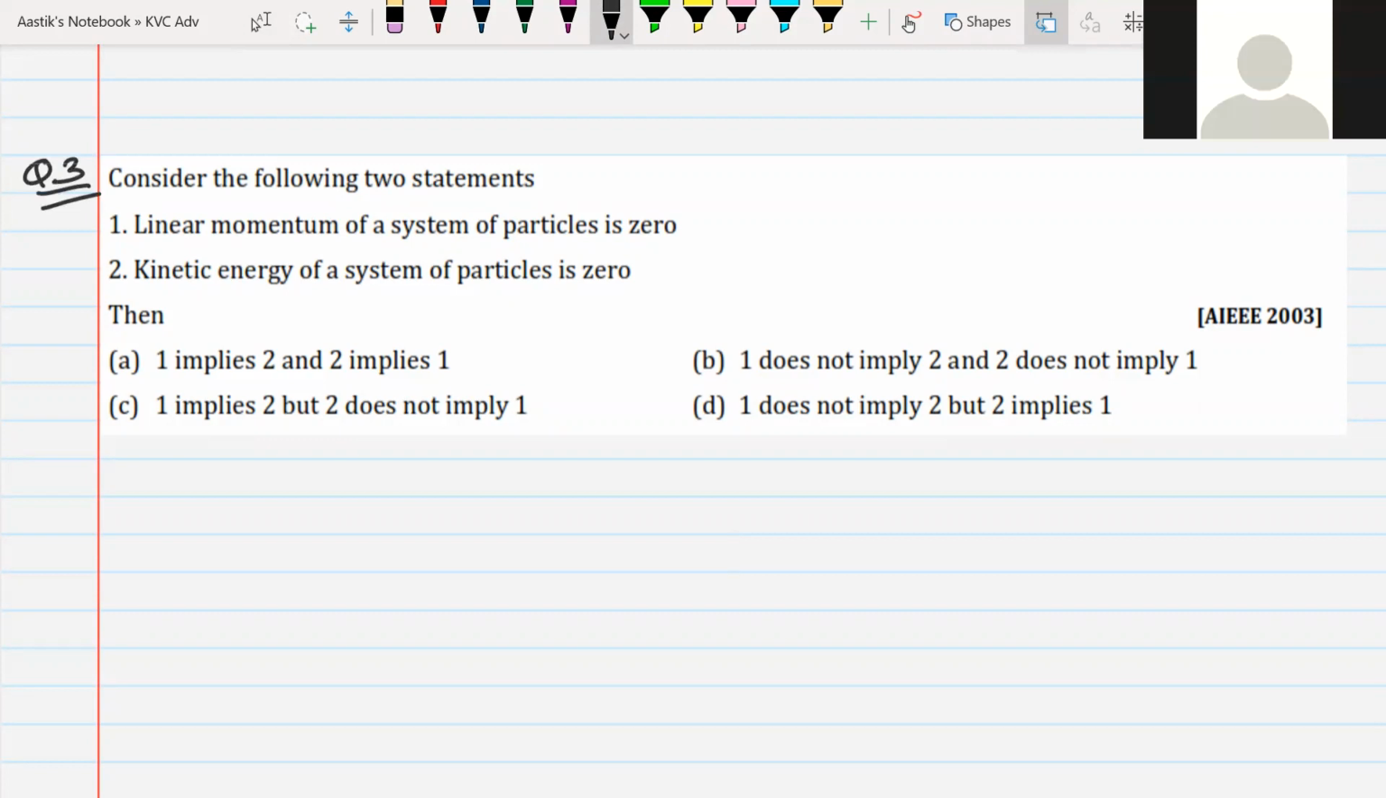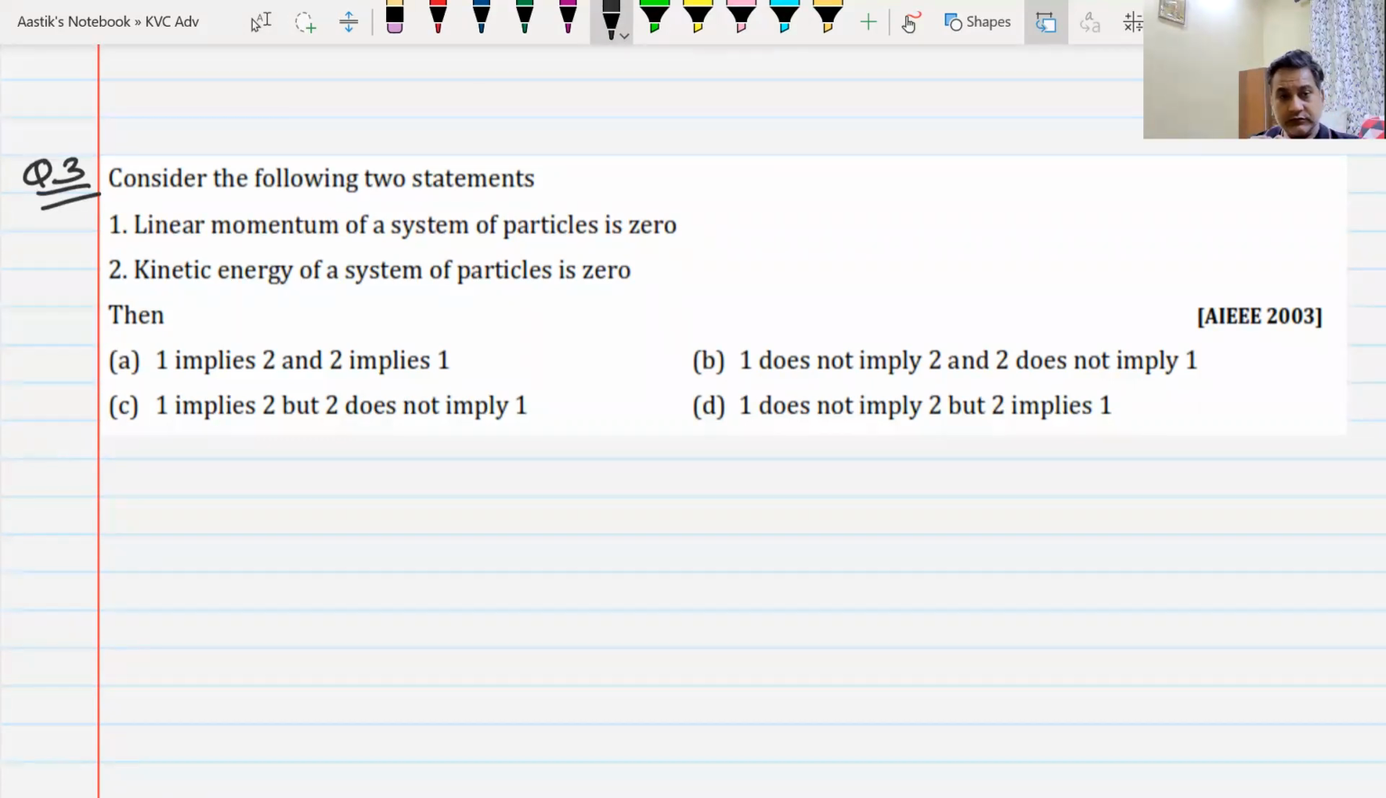A, sir. Think about it and then give me the answer. Beta. A, sir. 1 implies 2 and 2 implies 1. How can you say that? Have you read all the 4 statements? Yes. The correct answer is 4. It's not 1. Think again.